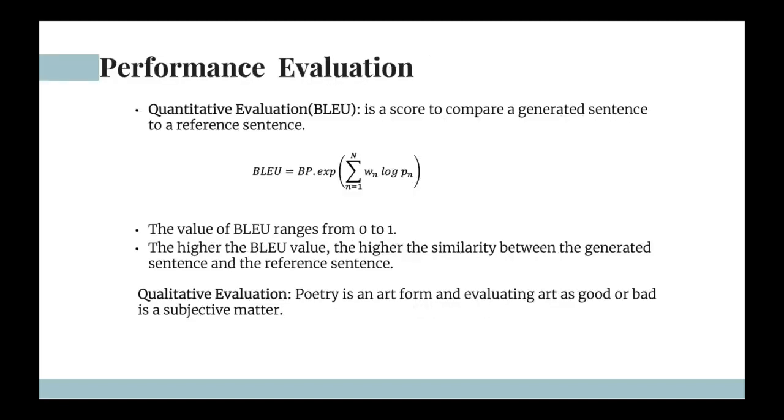The result of each model was evaluated qualitatively and quantitatively. Quantitatively by the 1-gram BLEU score that ranges from 0 to 1. The higher the BLEU value, the higher the similarity between the reference sentence and the generated sentence. Qualitatively by human evaluation that is interested in verifying the meaning and coherence of the generated poems.